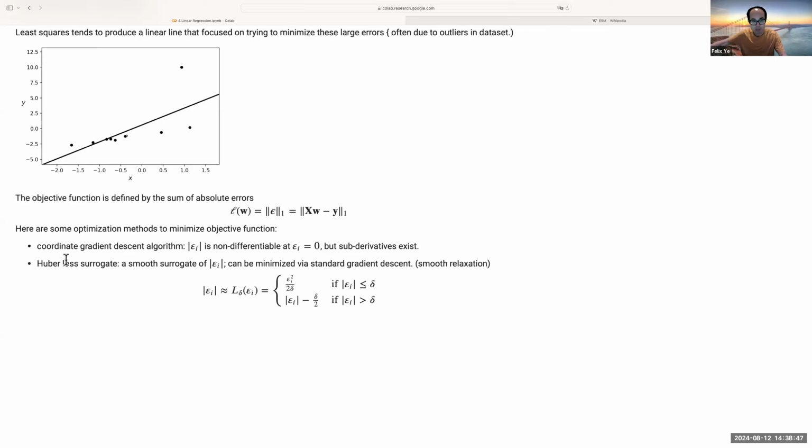If we choose this kind of surrogate or smooth relaxation, it can be minimized using standard gradient descent. You can use a bunch of numerical optimization techniques to help find the local minimum for these problems. Okay, so that's all for the first part.